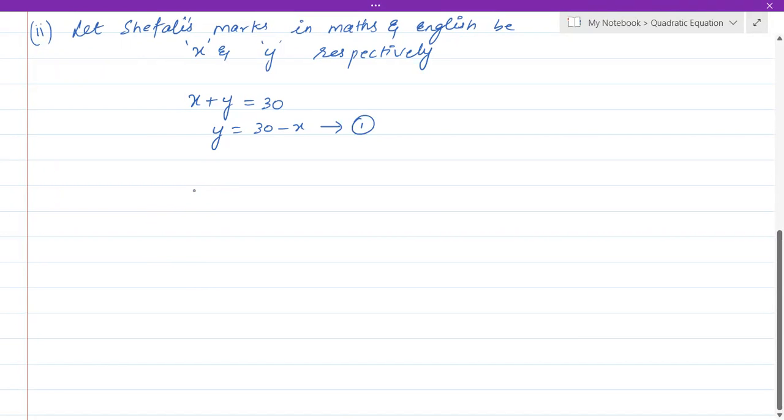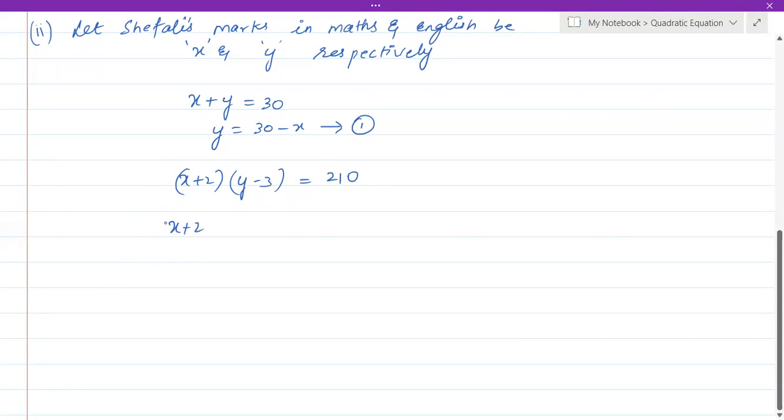Now, what is the marks that she has got? X. So 2 more marks means x plus 2. And had she got 3 marks less in English, what is the marks that she has got? Y. 3 marks less in the sense y minus 3. This product, that is x plus 2 into y minus 3, would have been 210. That is what is given in the question.